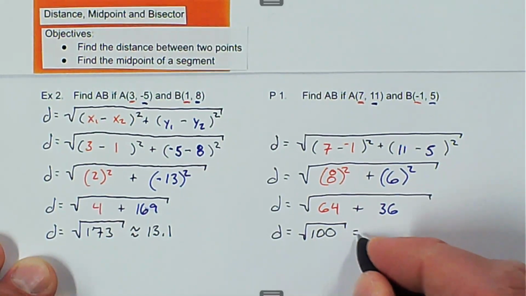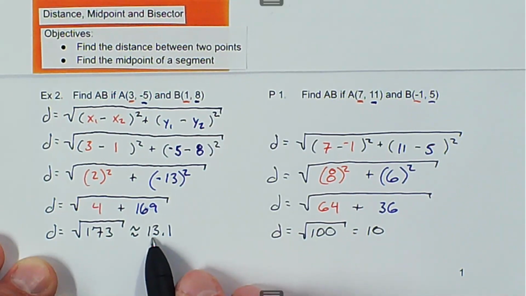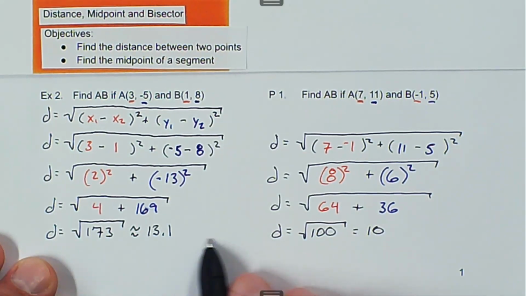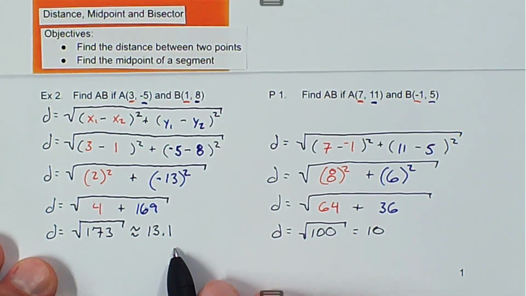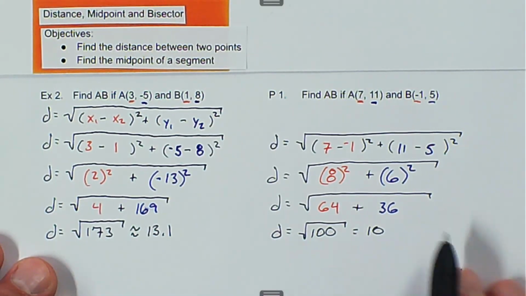And the square root of 100 is 10, so we leave that as an equal sign. The first answer was an approximation because 13.1 continues. It's not an exact answer. We use the equal sign here because the square root of 100 is 10 exactly.